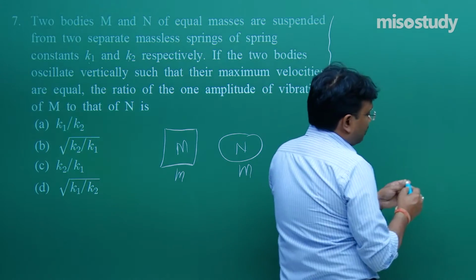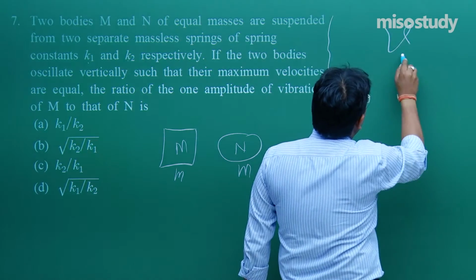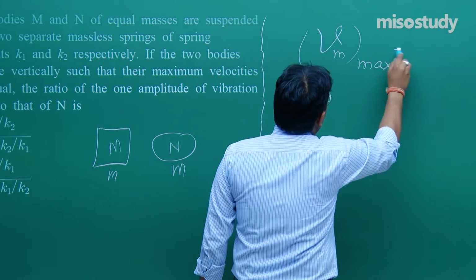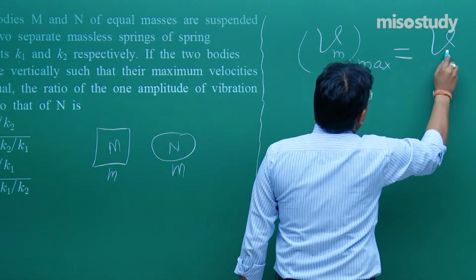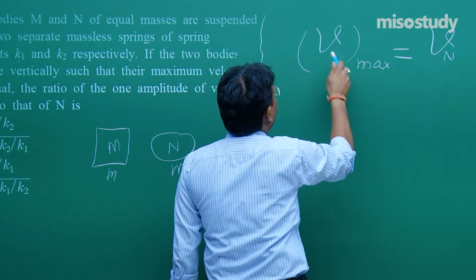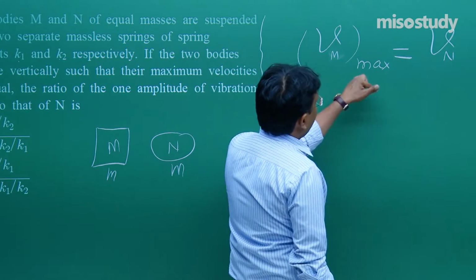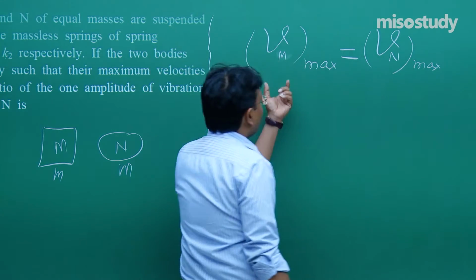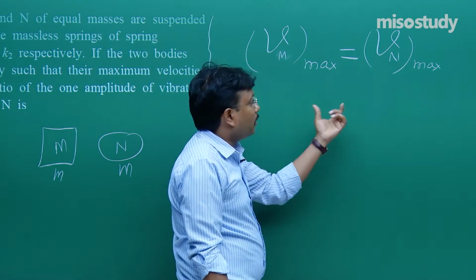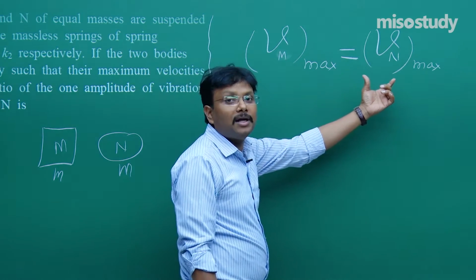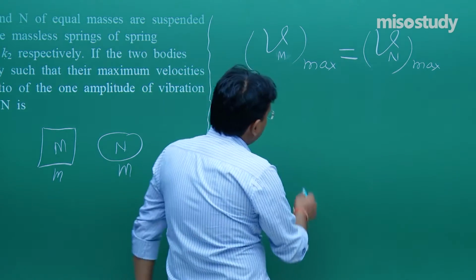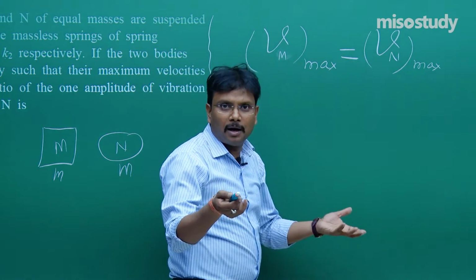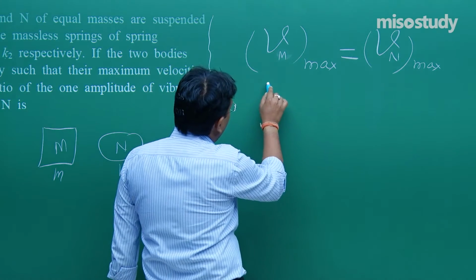So let's imagine this situation. V_M max is equal to V_N max, sorry, it should be capital M and capital N. What is the meaning of this? The maximum velocity of body M is equal to the maximum velocity of body N. Now, you know what the value of maximum velocity is? I just told you, A omega. Let's write it down.